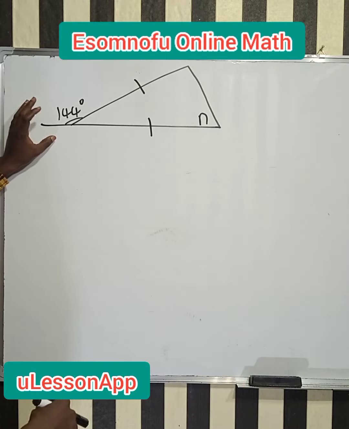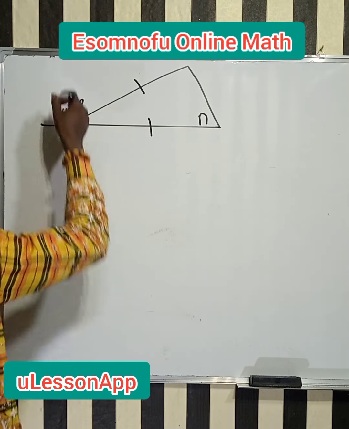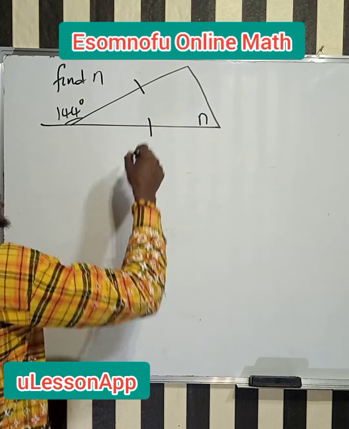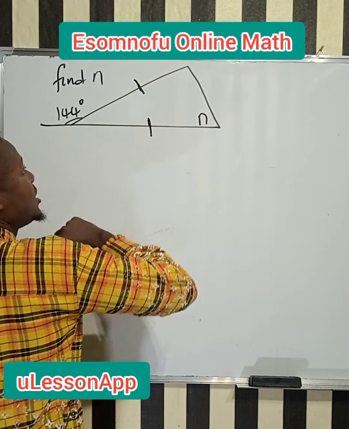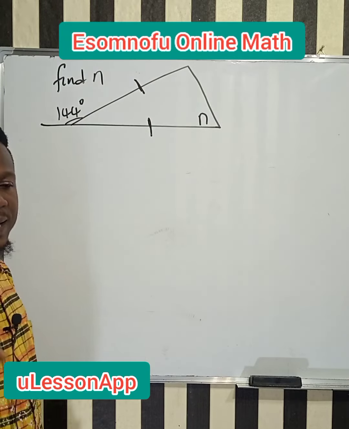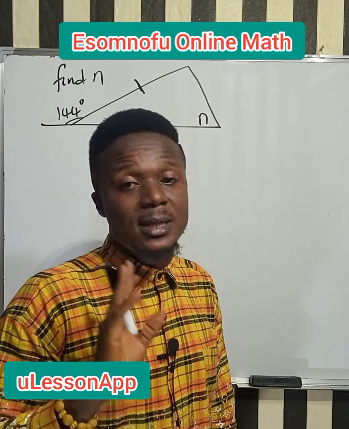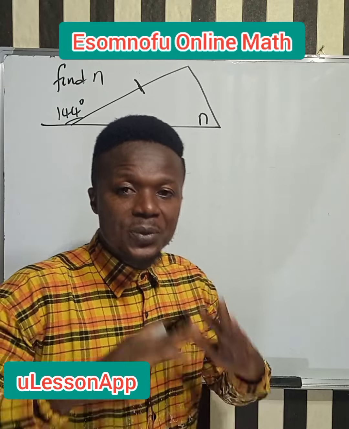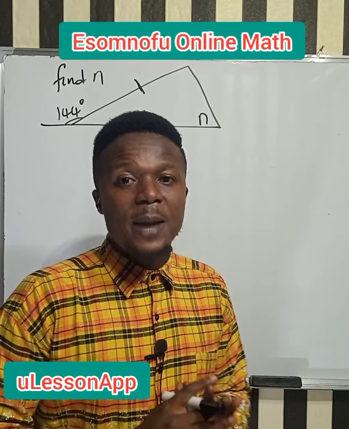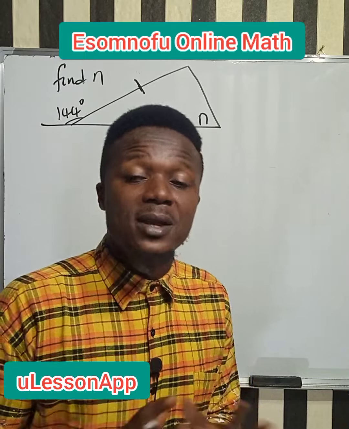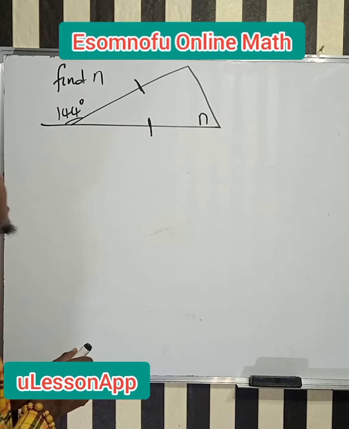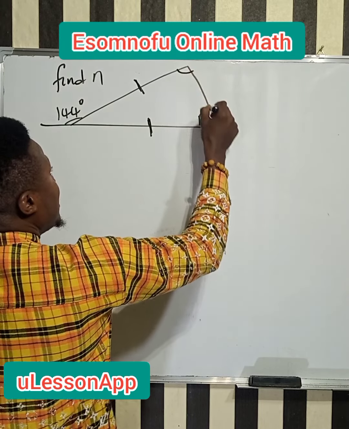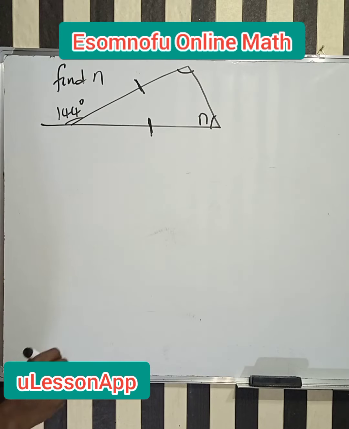So this is just a triangle and we are required to find the value of n. We are looking for the value of n. Whenever you see these marks here on these two sides, it shows that the two sides are equal. And in any triangle where the two sides are equal, automatically you should know that the triangle is an isosceles triangle, because an isosceles triangle is a special type of triangle where the two sides and the base angles are equal. All right. Now, if these two sides are equal, automatically the angle here and the angle here should be equal to each other.